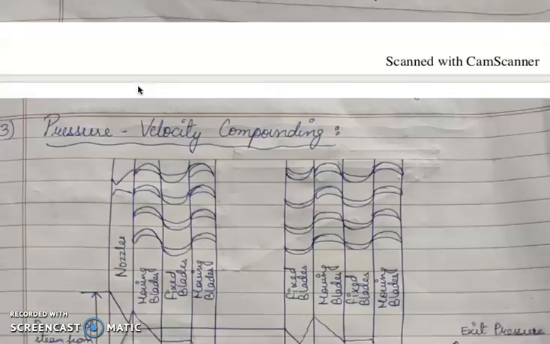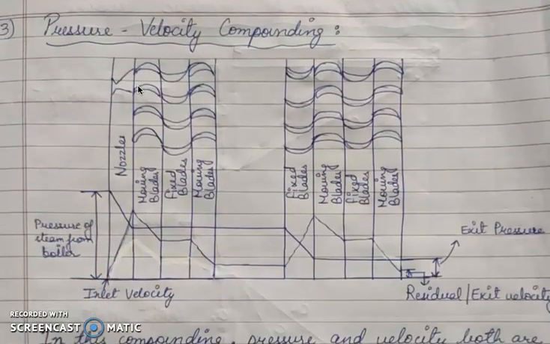Now we will discuss another type of compounding, which is pressure velocity compounding, and this is basically a combination of both pressure and velocity compounding. As we can see, some of the pressure drop is taking place here, and in this region the pressure is the same, and then the rest of the pressure drop is taking place here, and again it is constant. So this is pressure compounding. Then how velocity compounding is accommodated in between is, due to this pressure drop the velocity of steam has increased, and now it is used in stages.